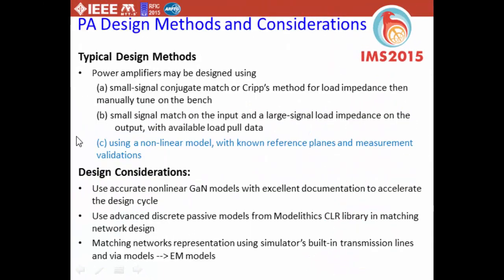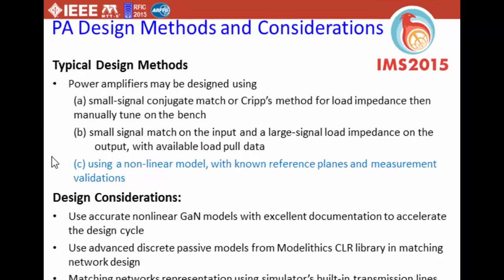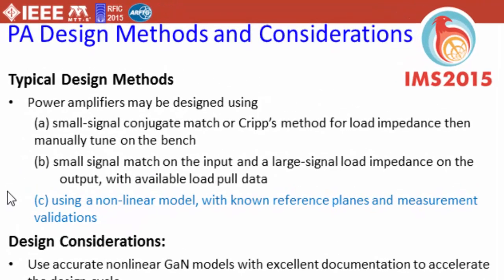plane. Just to illustrate some typical design methods, if one doesn't have a model, a skilled power amplifier designer can start with a small signal conjugate match and use perhaps a load line method or what is known as the Cripps technique to get an estimate of the load impedance to get maximum power out of the device, and then manually tune performance on the bench. This has been done for years, actually.